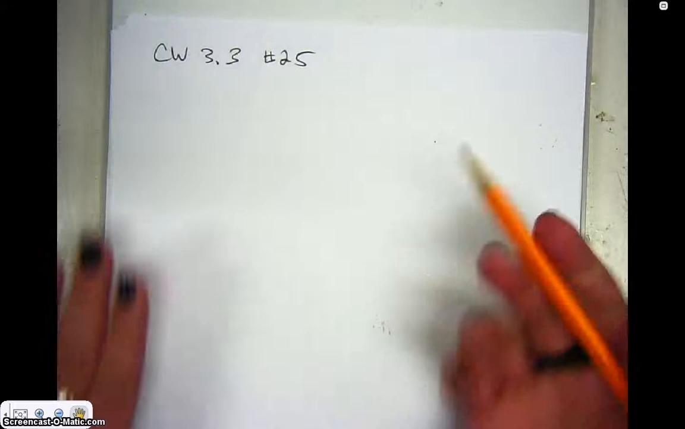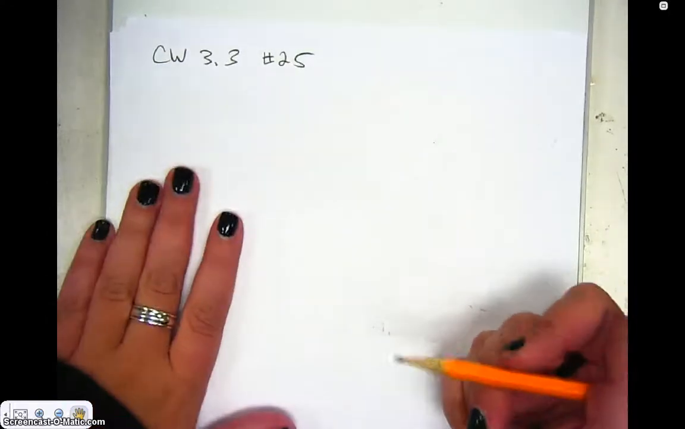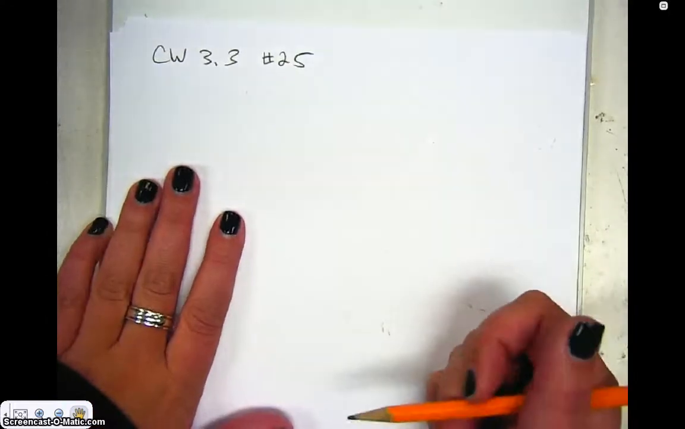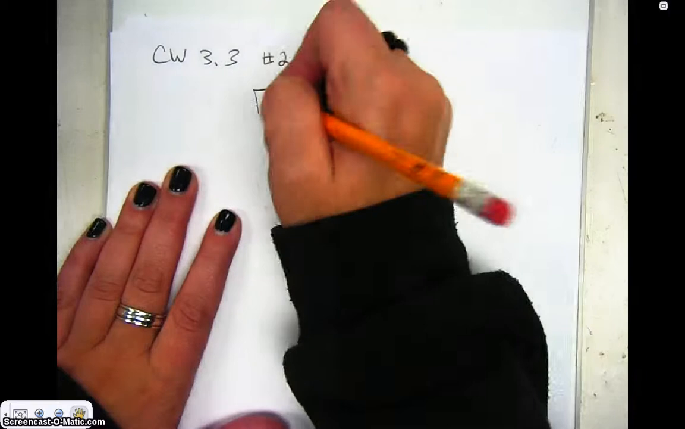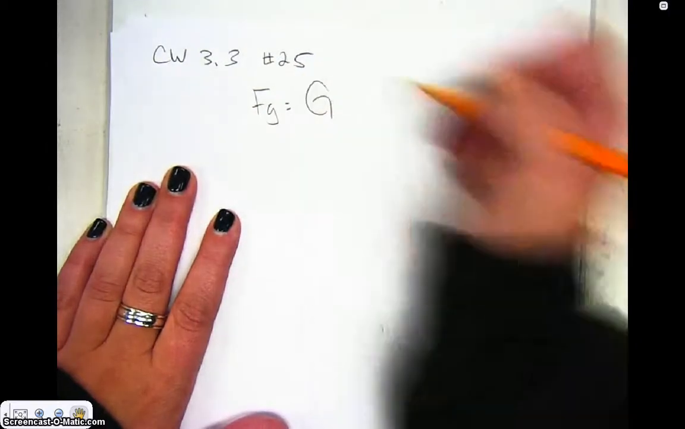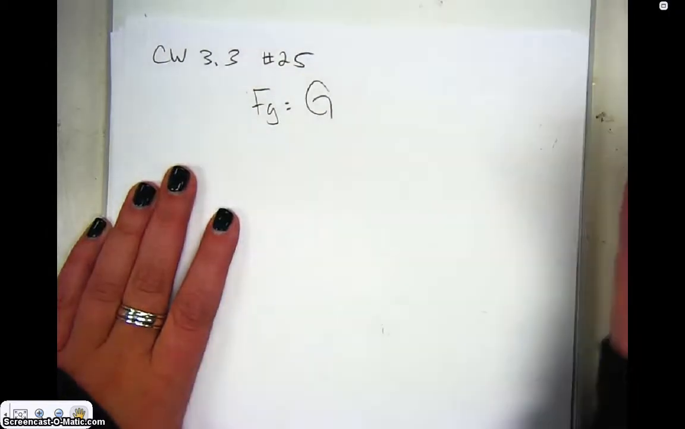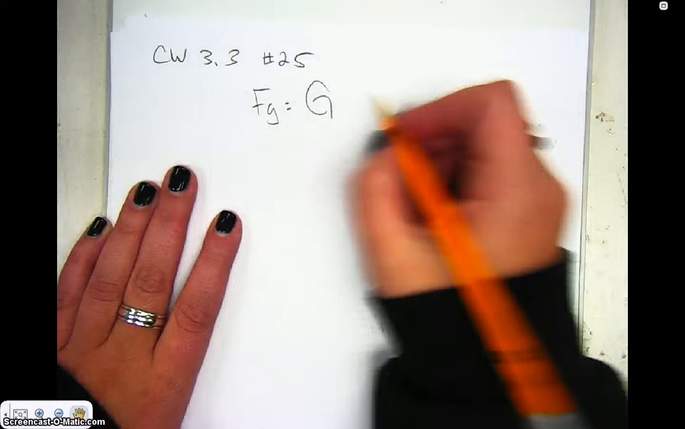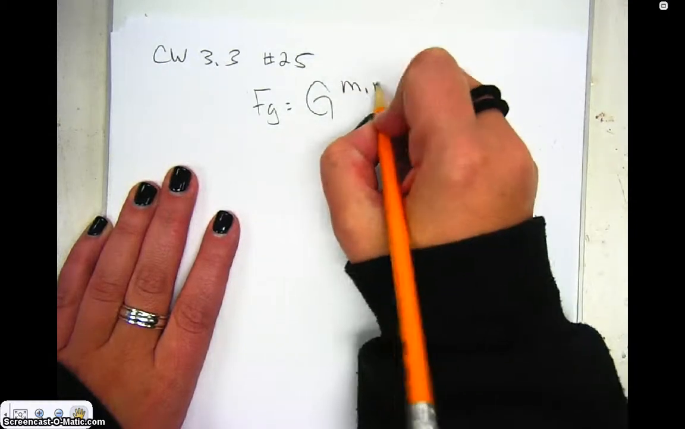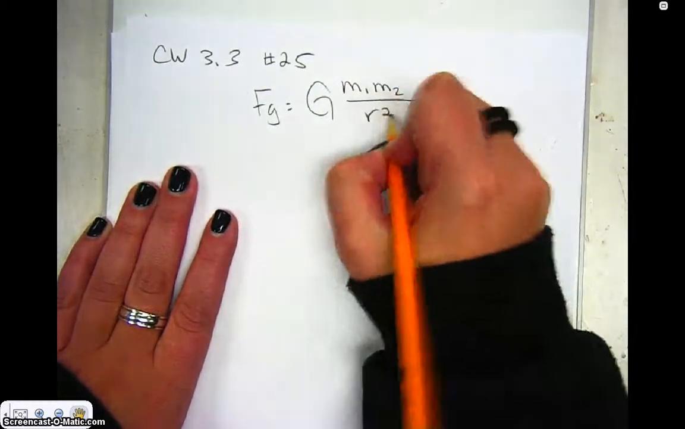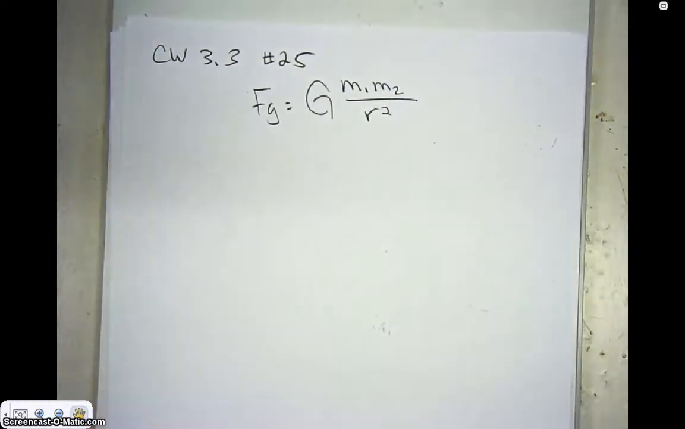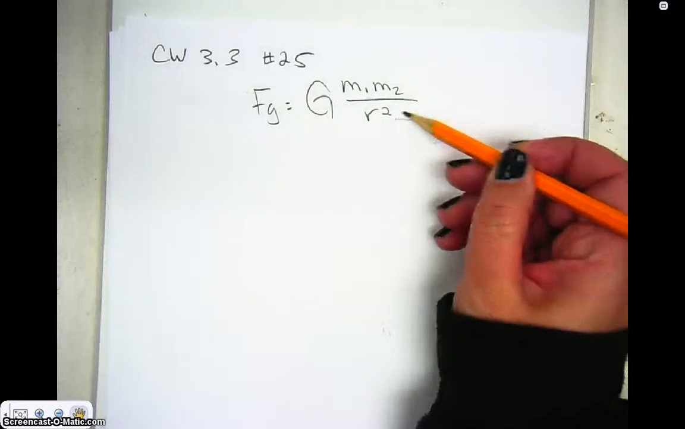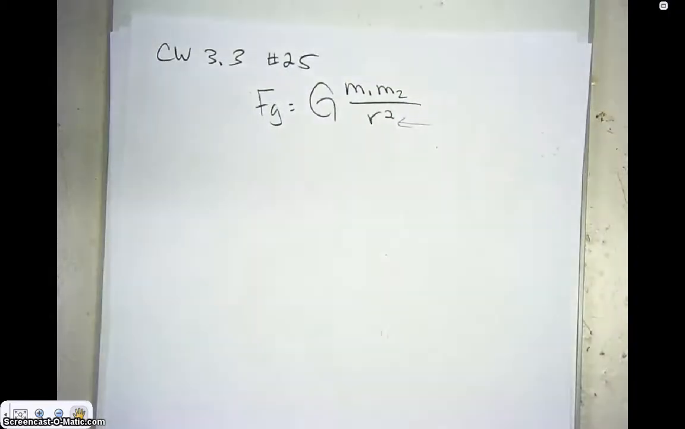Okay, so let me just, before I start this, point out that at this point we have three different types of gravity. We have little g, which is acceleration due to gravity. It is the rate of change of your velocity. It is an acceleration. It is in the units meters per second squared.